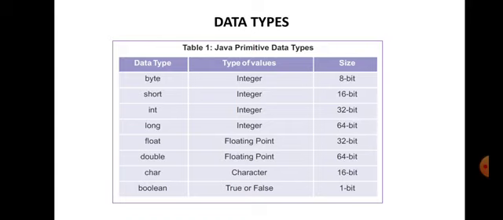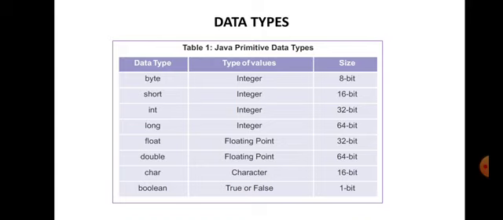For short it is 2 bytes. So 2 multiplied by 8, which is 16 bits. Similarly int is 4 bytes. 4 multiplied by 8, which is 32 bits. Long is 8 bytes. So 8 multiplied by 8, which is here 64 bits. So always remember, it is calculated in terms of bits.